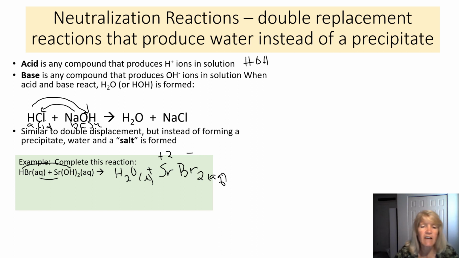Let's also balance it. What I notice is I have 2 Brs, but only 1 Br here. So I'm going to put a 2 in front of the HBr. And the Sr balances, so let's check the hydrogens. I have 2 plus 2, so that's 4. So I'm going to need 2 waters. And then the oxygens, I've got 2 oxygens and 2 oxygens. So that's balanced. And of course, I'd erase. Let's go ahead and do that. You don't want to leave the 2. You don't want to put the arrows. And that's a little bit more clean.